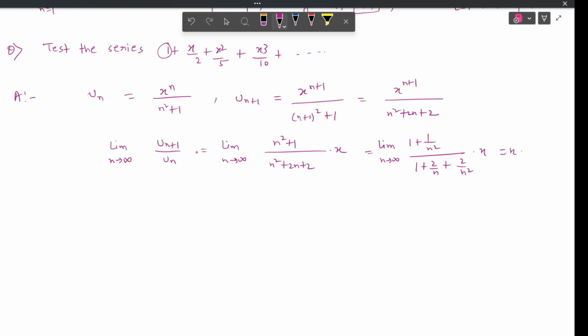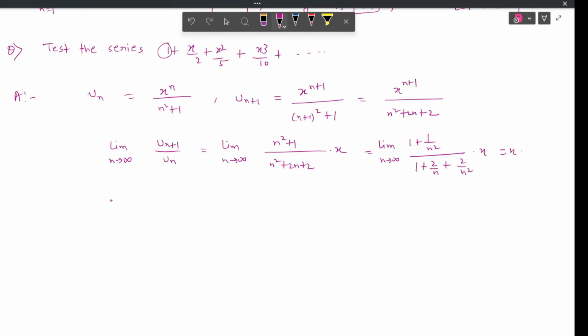Now, according to D'Alembert test, this value, that is L value, is x here. If x is greater than 1, it will be divergent. If x is less than 1, it will be convergent. And if x is equal to 1, the test fails.